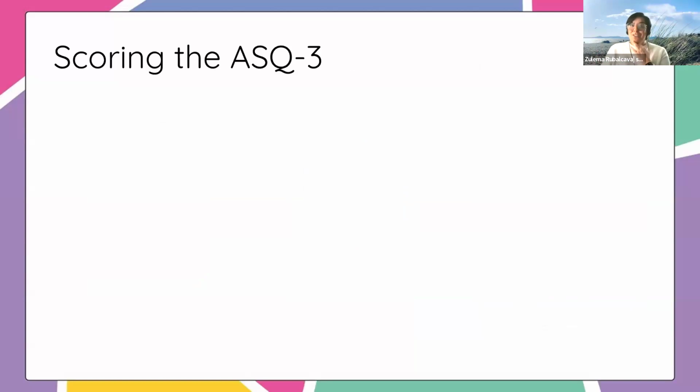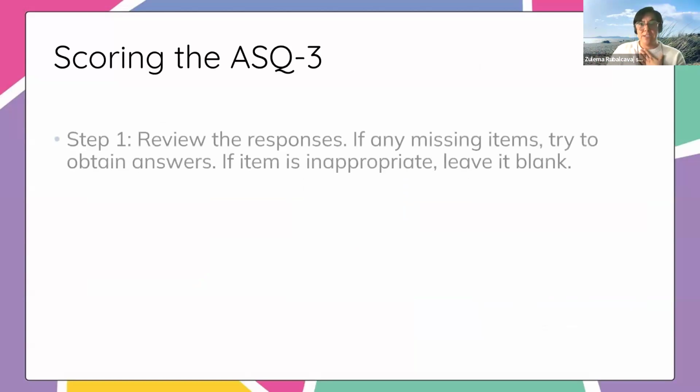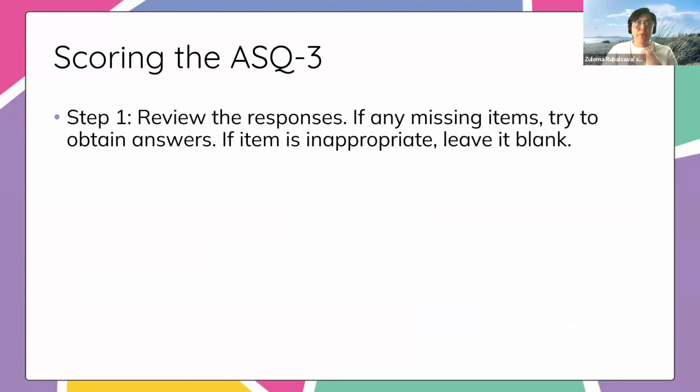So scoring the questionnaire is really simple. It's just adding, right? So the first thing we want to do is review all of the responses. We want to make sure that we go back, and if there are any missing questions, we want to know why. Maybe the family didn't understand the question and wants to ask you. Maybe they put it down and started somewhere else and forgot to go back to it, right? We always want to make sure that we're getting all of the information.